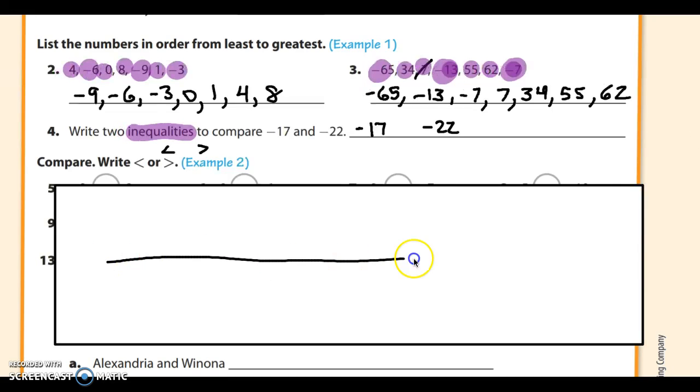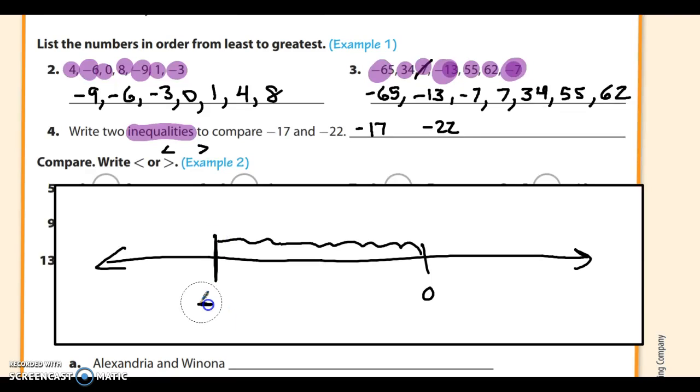Well, if you think about it this way, on a number line, if I put 0 here, if I just start moving to the left, I go to my negatives. Well, which one am I going to come to first? I'm going to come to -17, and then if I keep going, I'm going to come to -22.